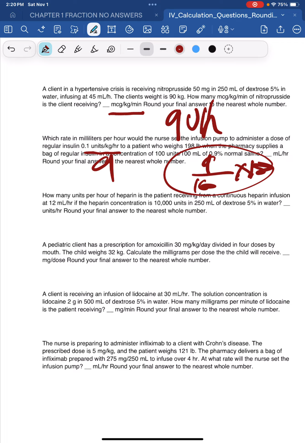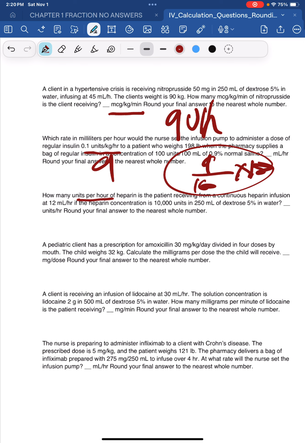Next one, what are we looking for? Well, they ask you unit per hour. You see that? What is unit per hour? Unit per hour is not your dosage. You are looking for your order. Remember, I told you, if you call 12 milliliter your dosage, look at your available at 100 units. How do you go from milliliter per hour to 100 units? It does not match.